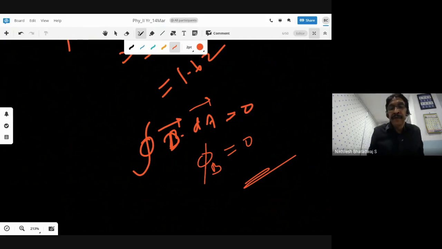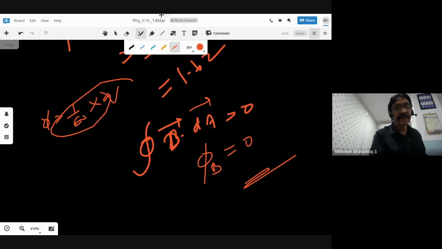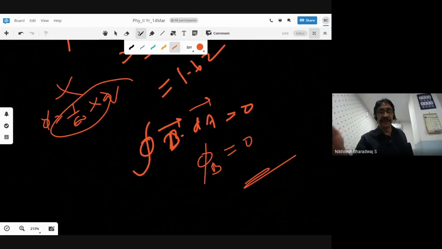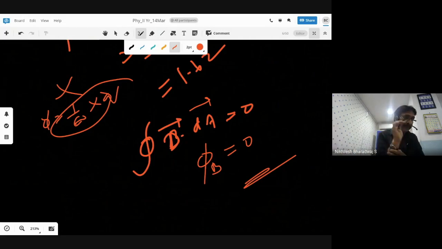But most of the times, students will go for the flux is equal to 1 by epsilon naught times charge. That is wrong. That is the Gauss law in electrostatics. Specifically, you asked Gauss law in magnetism. So you can write integral B dot dA is equal to 0, and the total flux passing through a closed surface is always equal to 0. Next.